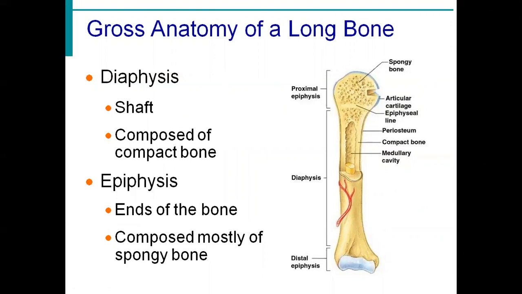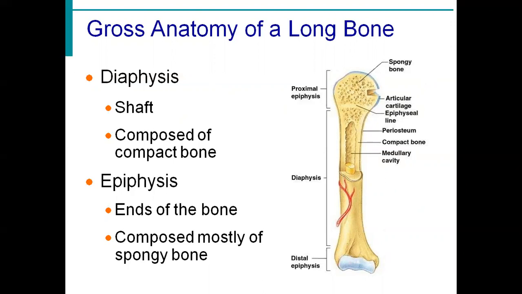So, if I ask what is the difference between diaphysis and epiphysis, what should you say? Diaphysis is the shaft of a bone. Shaft means the wider or elongated part, whereas epiphysis is the end of the bone. The terminal part of a long bone is called epiphysis. There are two epiphyses.